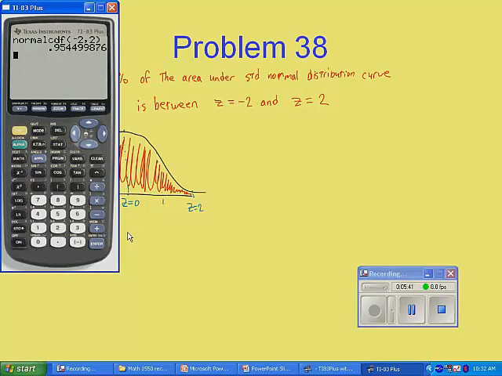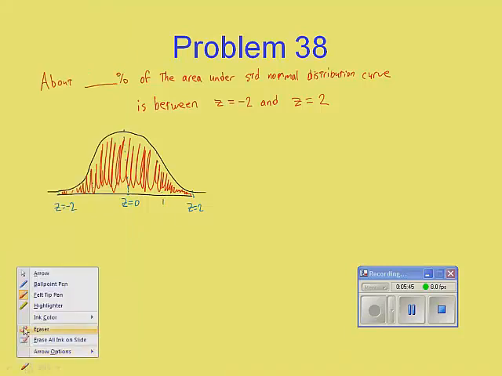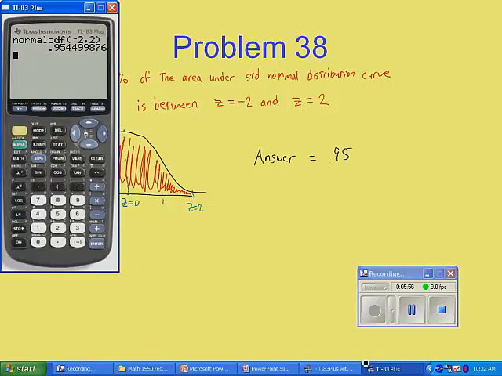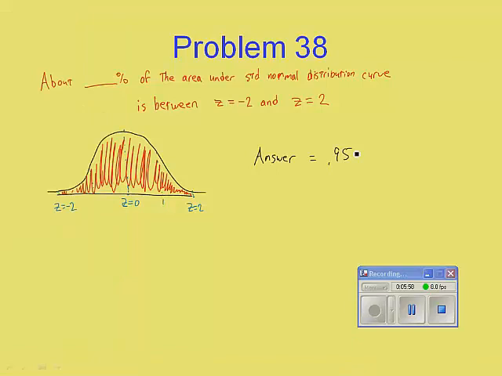So the answer that they give me is what? Yeah, it said 0.95 what? Yeah, I'll round, right? Or 0.954. So 95.4% of the area, I guess I could fill in.